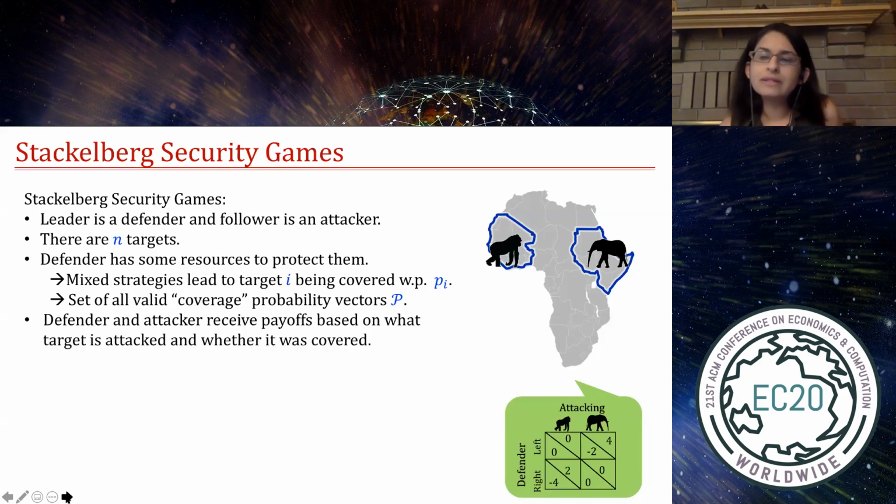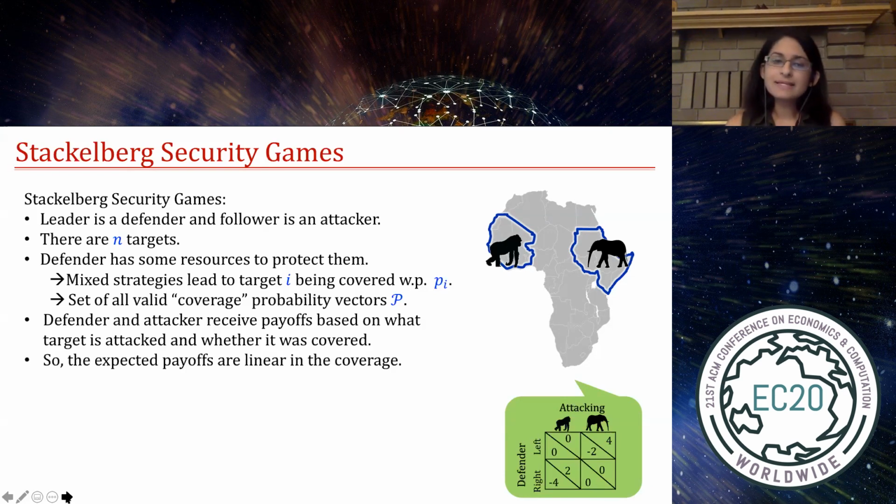Now, when the defender is actually protecting these targets, the defender and attacker both receive payoffs based on the probability that the target is being protected and which target is being attacked. And both of these are basically the expected payoff: if an attacker attacks one of these animals, how much utility is going to be drawn from them.